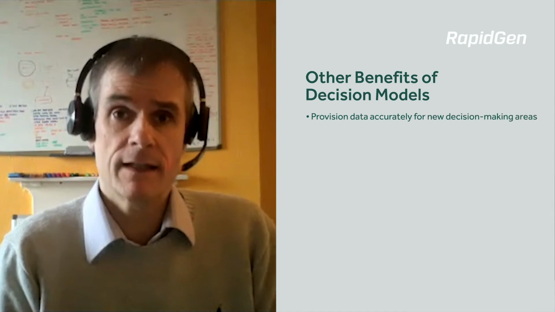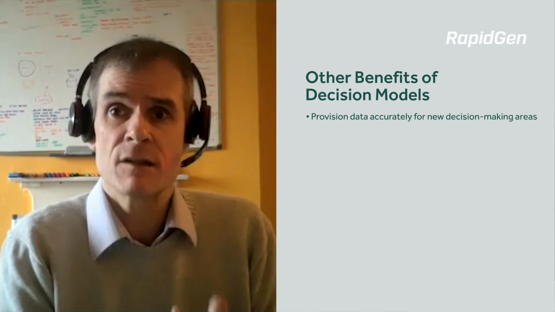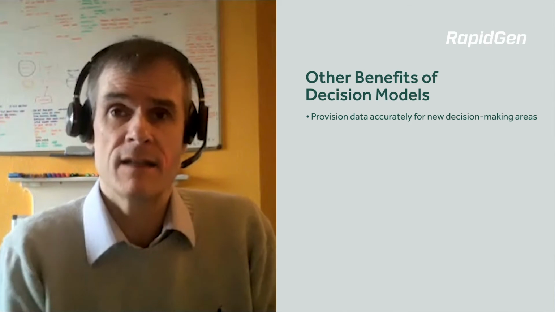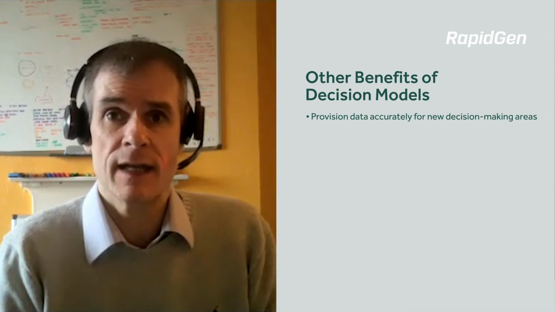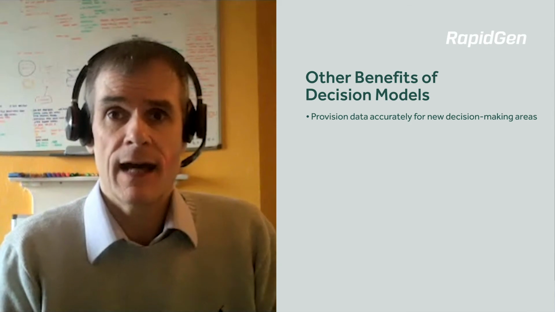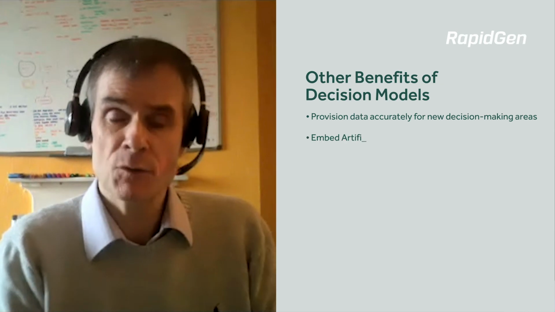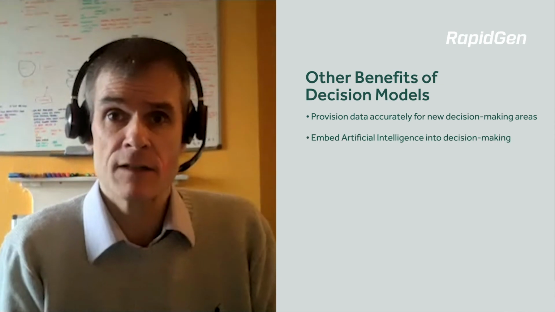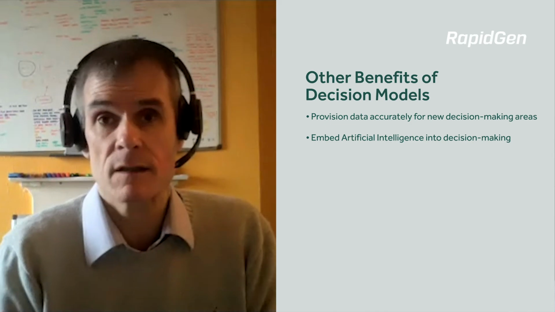And the rigor of digital decisions can have other benefits as well. If you're building a decision model, it can really give you an excellent understanding of the data required for automating new policies. It can really help you to accurately provision data and avoid having data that you don't really need at great expense. It can also help you to embed artificial intelligence into your automated business decisions, making them smarter.